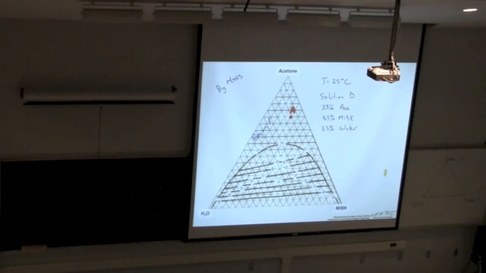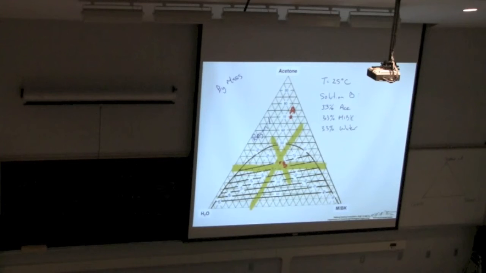Now, when we look at the lines here, 33% acetone is going to fall somewhere below that 30 line. MIBK is going to be somewhere along the 30 line. And water, somewhere in front of its 30 line. This falls exactly dead center of the triangle for this phase diagram. So we'll draw it right around there.